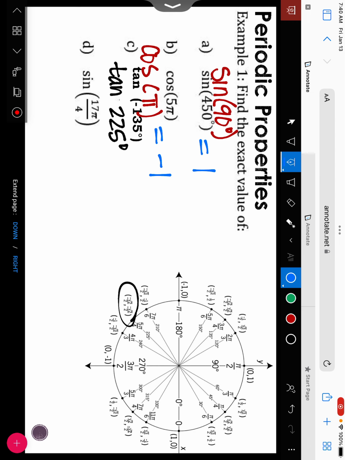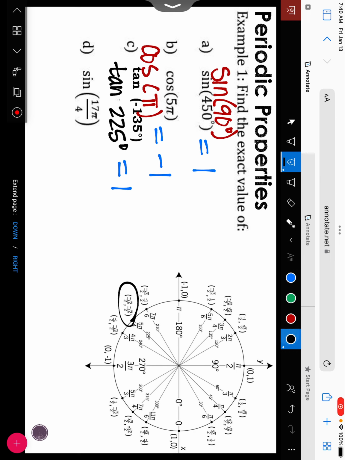So we had -1 for question B. And for question C, I'm dividing sine and cosine. They're both negative. And in quadrant 3, we know that tangent and cotangent are positive. So that would be a +1.